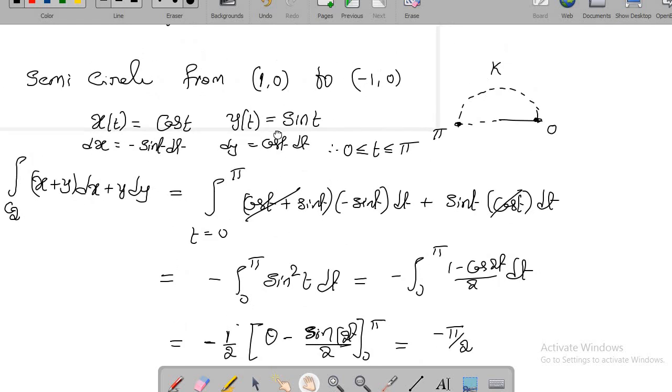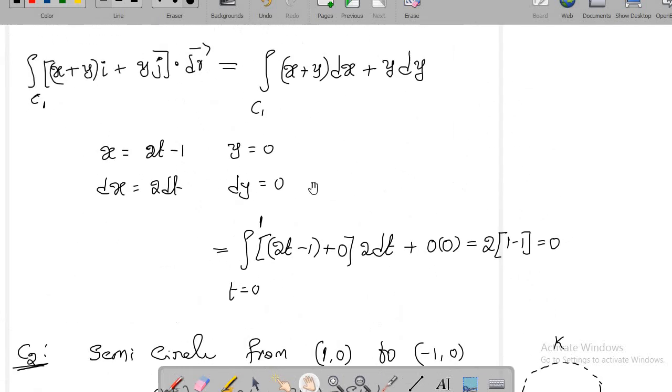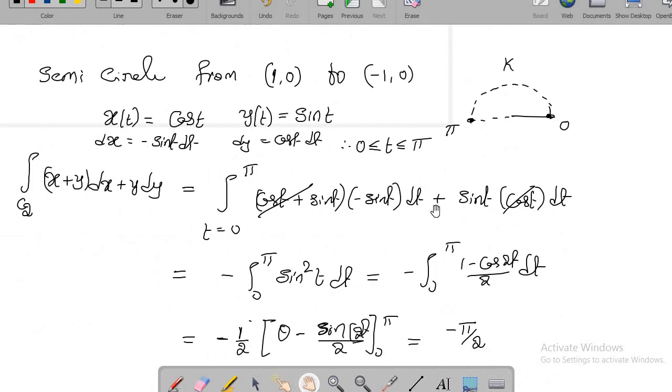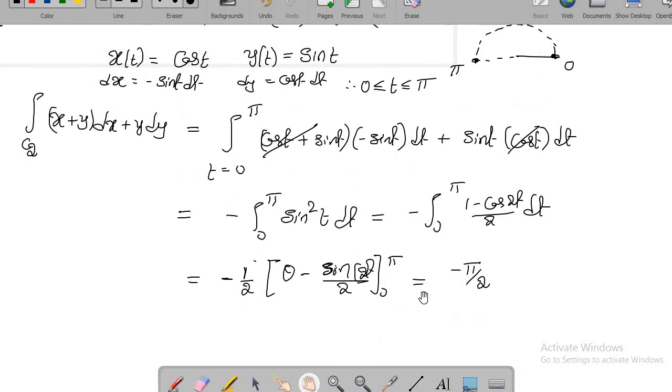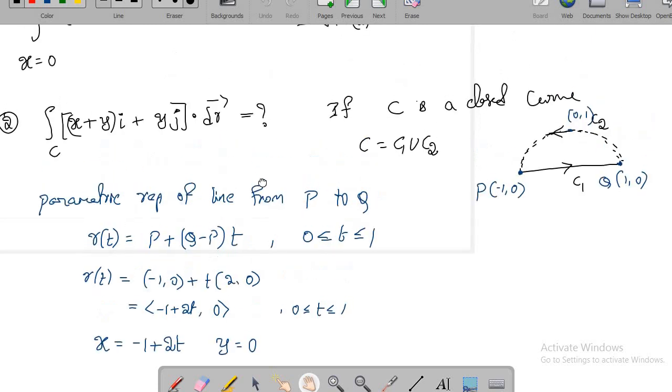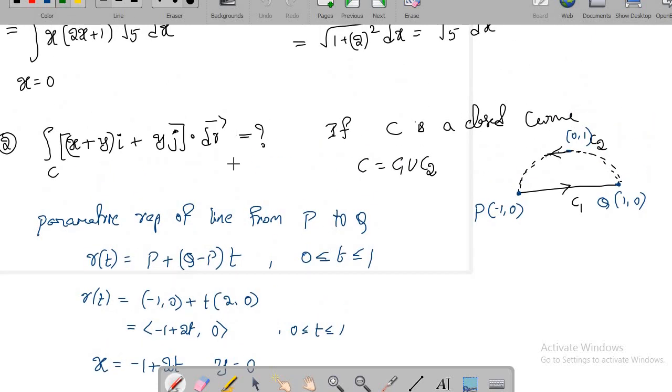So the answer to the given problem is, the value of the first integral is 0 and the value of the second integral is negative pi by 2. When you add the results, you get 0 minus pi by 2, which is nothing but minus pi by 2. So this is how we directly evaluate the problems. But if the vector field is conservative, we don't evaluate. We'll directly write the answer.